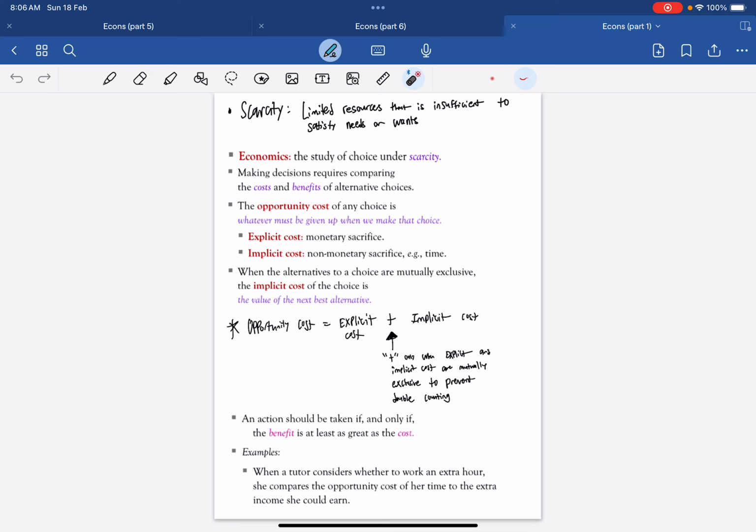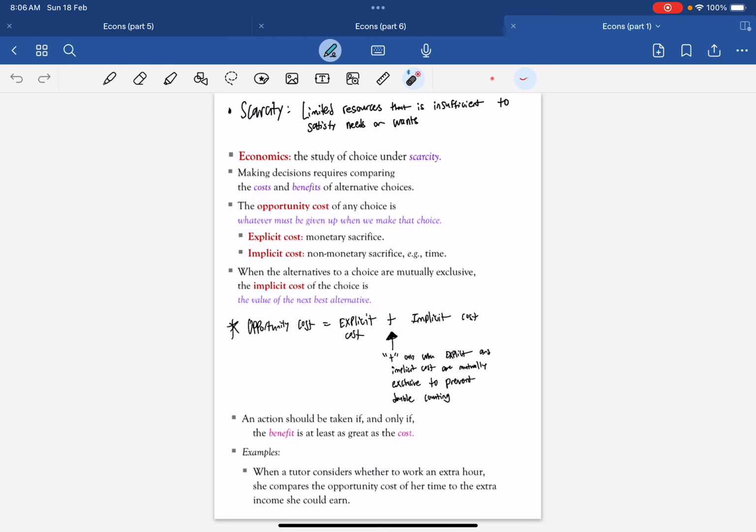So for economics, what is important is this idea of scarcity. Scarcity means that you have a limited number of resources, but your needs and wants are too much for these resources to satisfy them. And economics will then be the study of how you, under this scarcity, where your resources are not enough, choose what you want to produce. And when making this decision, it requires comparing the costs and benefits of the alternative choices.